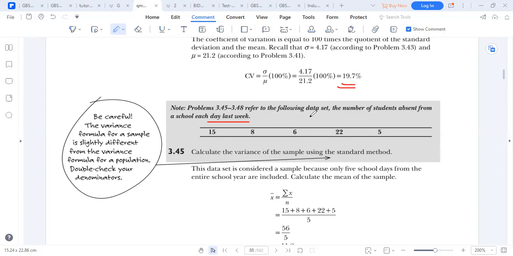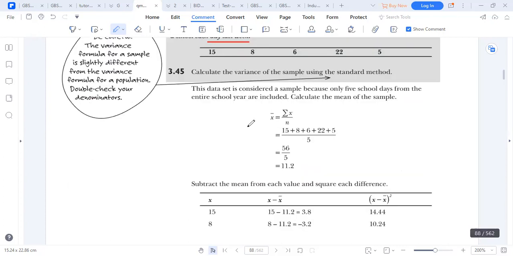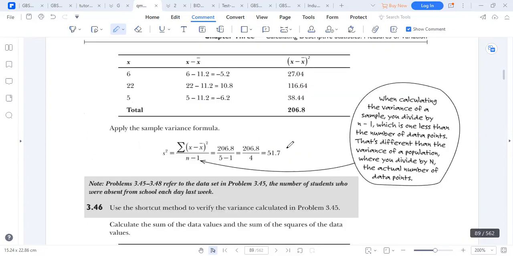So we're told that the data set shows the number of students absent from a school each day a week. So how many weeks are there? There are 52 weeks in a year. They have just looked at week 1, week 2, week 3, week 4, week 5. So this cannot be a population, but a sample. So we're going to use X bar, not mu. That is an idea. Then to calculate the standard deviation, we're going to use n-1 at the denominator because this is now a sample variance.